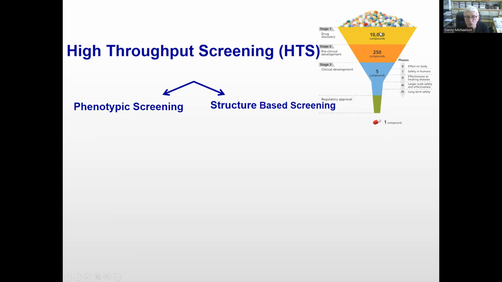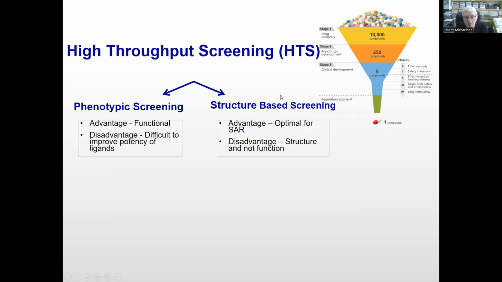Now it's important to note that when one does screening, one can do phenotypic screening, where you measure if the compounds affected a bad phenotype, or you can do structure-based screening, which is whether the compound that you selected binds to whatever target you want it to bind to. And each of these two approaches has advantages and disadvantages. The phenotypic screening has the advantage that it is functional, but the disadvantage is that it is difficult to improve potency of ligands because you don't have a target.